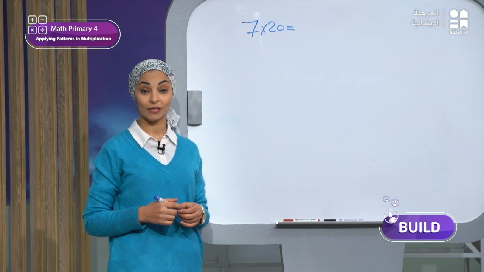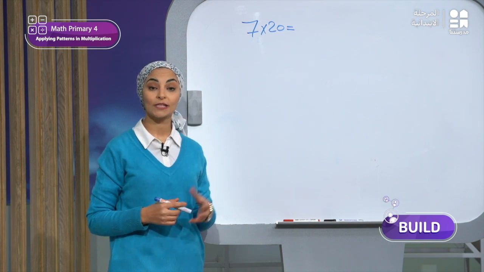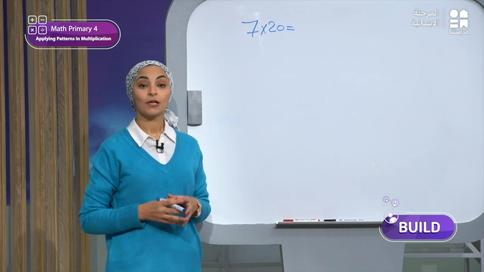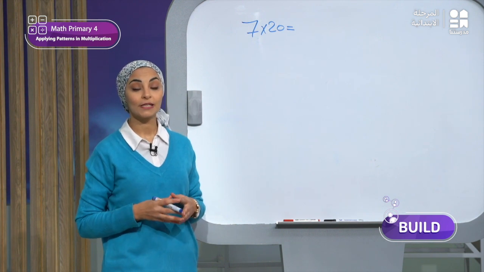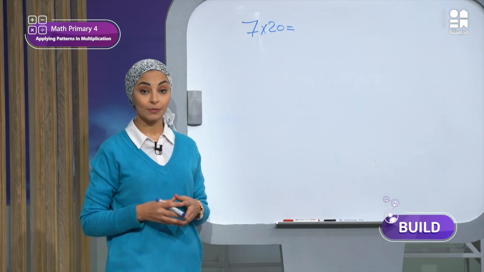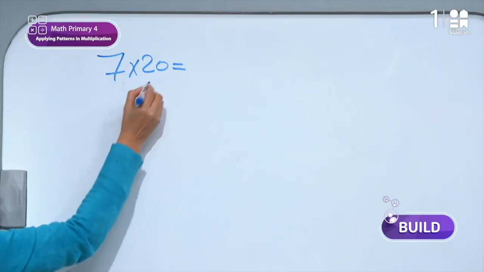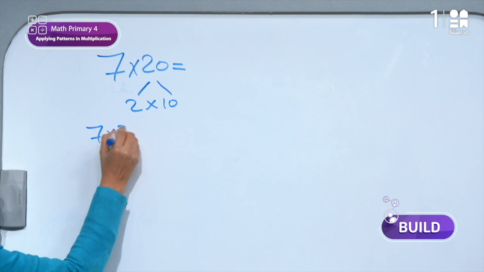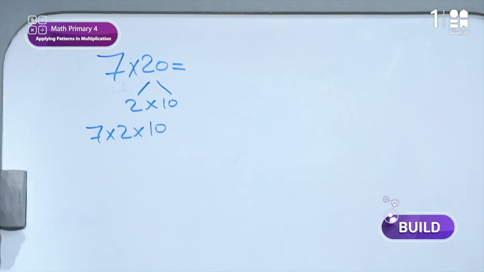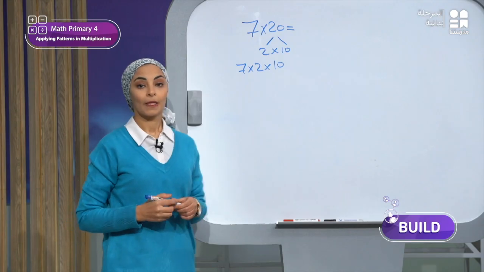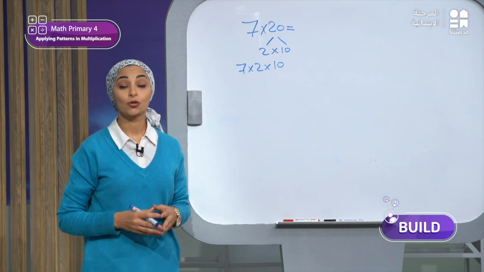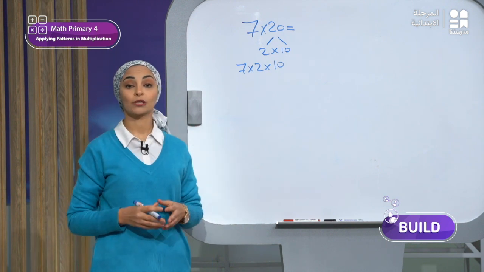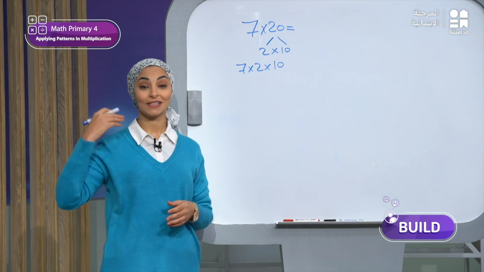about decomposing. We can decompose the 20 to 2 and 10. So 7 by 20 is equal to 7 times 2 times 10. 20 can be 2 times 10. 7 times 2 times 10. Right? Okay. So we can use the associative property we learned in the last lessons.